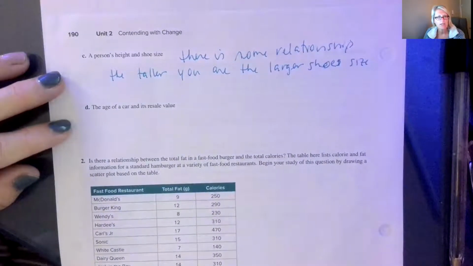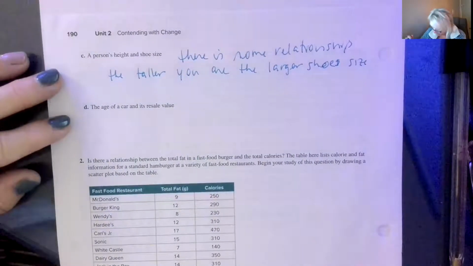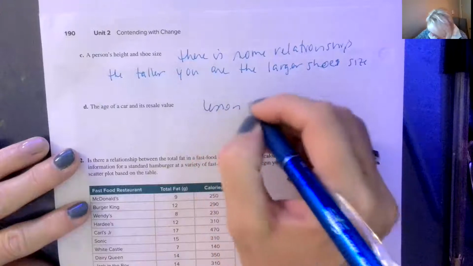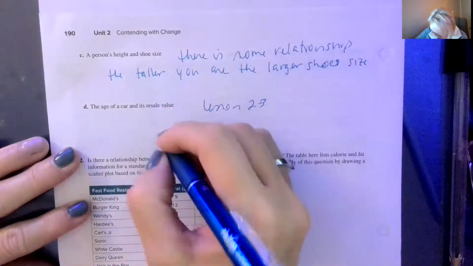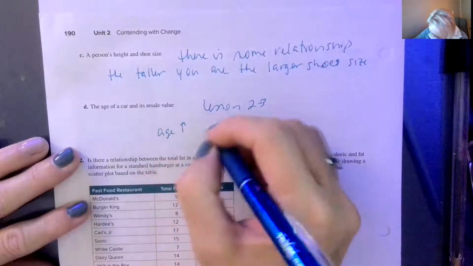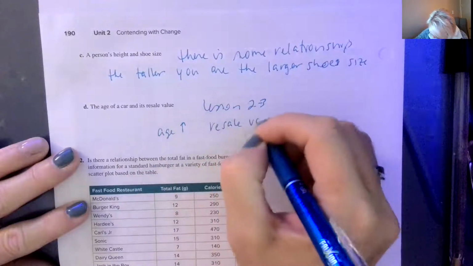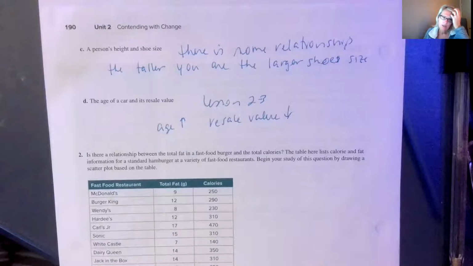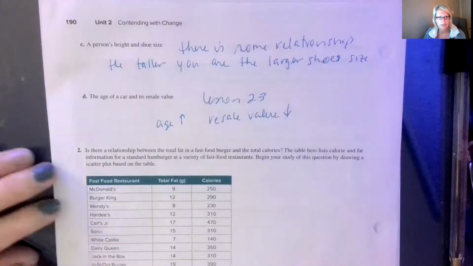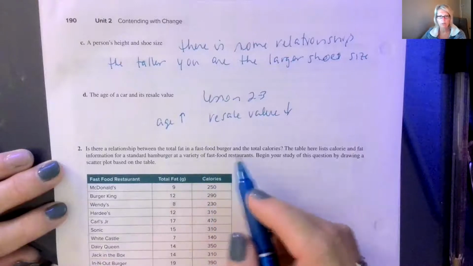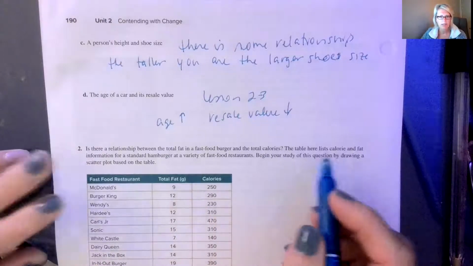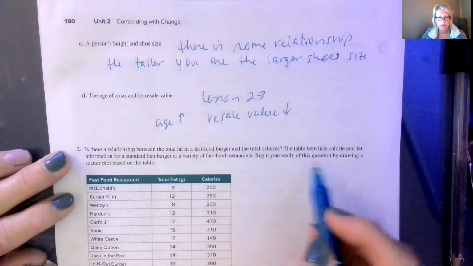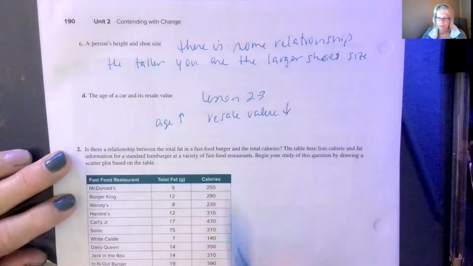Okay. D says the age of a car and its resale value. And there's a definite relationship because we saw that in lesson 2.3, that as the age of the car went up, the resale value went down. So we've already seen that one in an example. Okay. So here we are. Question 2, it says, is there a relationship between the total fat in a fast food burger and the total calories? The table here lists calories and fat information for a standard burger at a variety of fast food restaurants. Begin your study of this question by drawing a scatter plot based on the table.